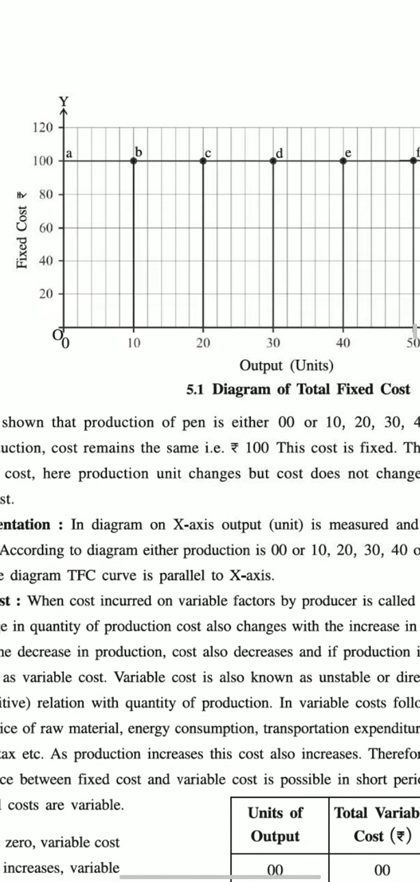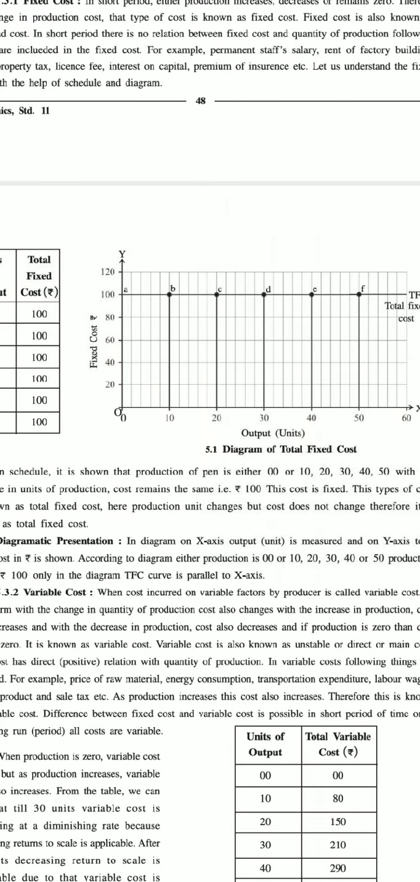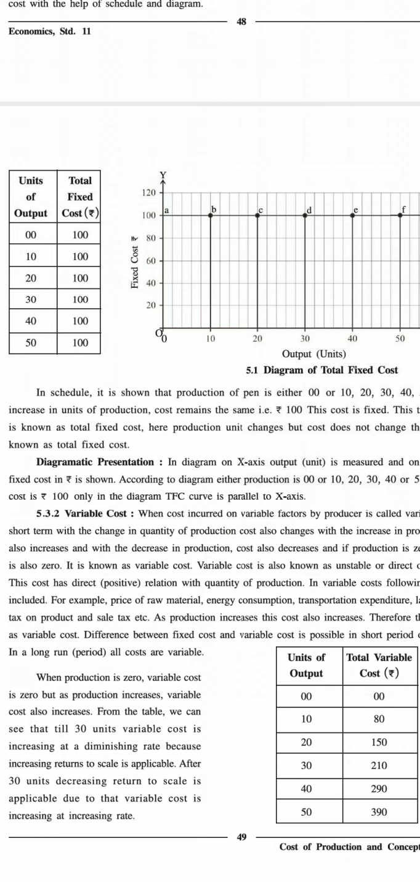Moving on further to our next type of cost, that is the variable cost. Now in variable cost, the word itself says that it changes. This particular cost has a direct relationship with the units produced. That is, if the number of units produced increases, then the variable cost will also increase. If the units produced decrease, then the variable cost will decrease. And if no units are produced, then the variable cost will be 0.